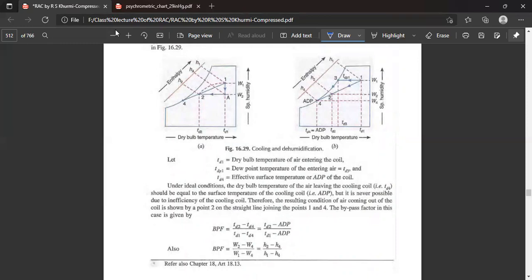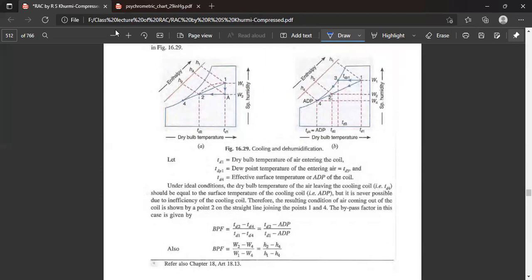Say TD1 is the dry bulb temperature of the air entering the coil. You plot it here as well as here, dry bulb temperature on both sides. TDP1 is the dew point temperature of the entering air, and TD4 is the effective surface temperature of the coil, or the effective dew point temperature, the ADP. TD4 is here, and it is also TD4 here.